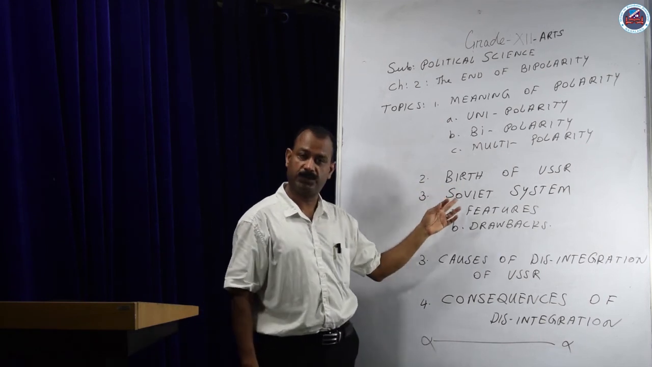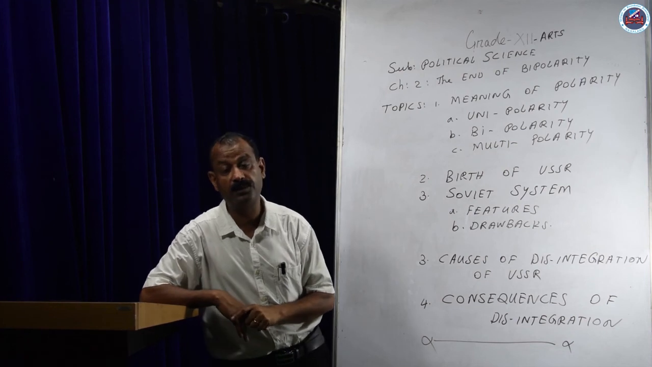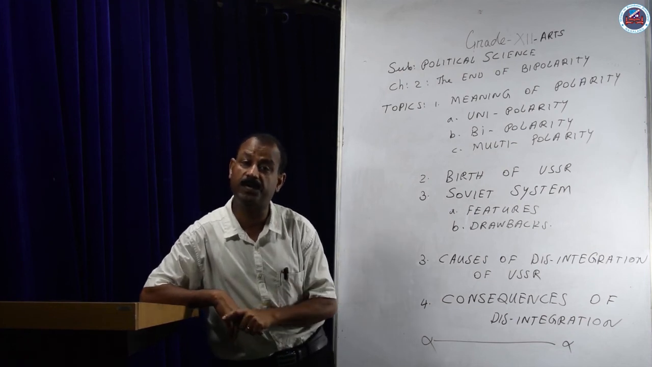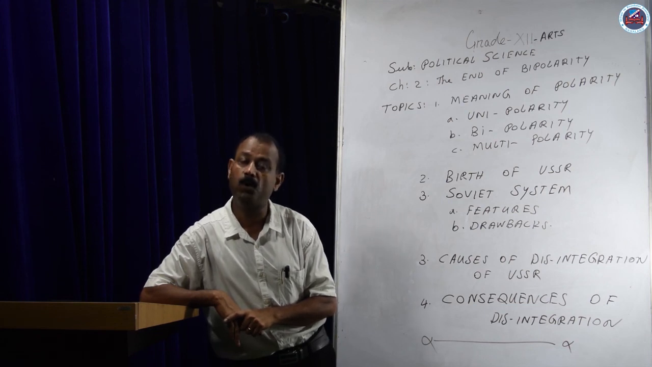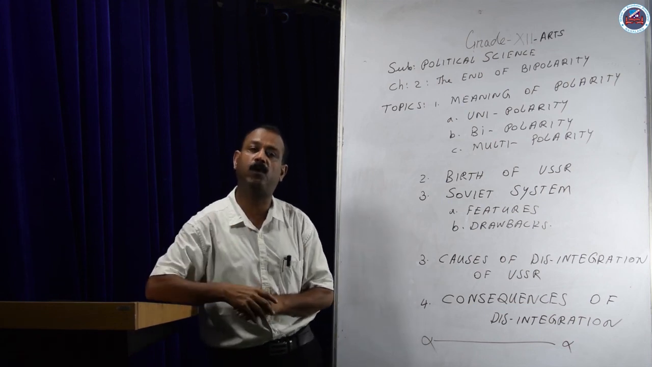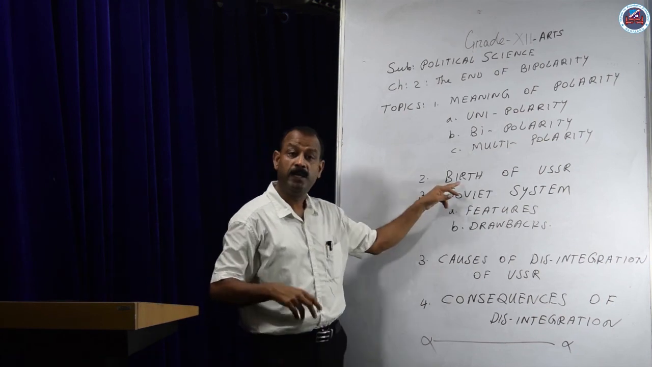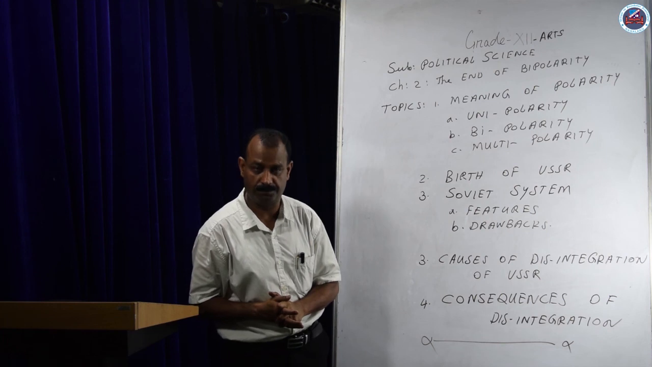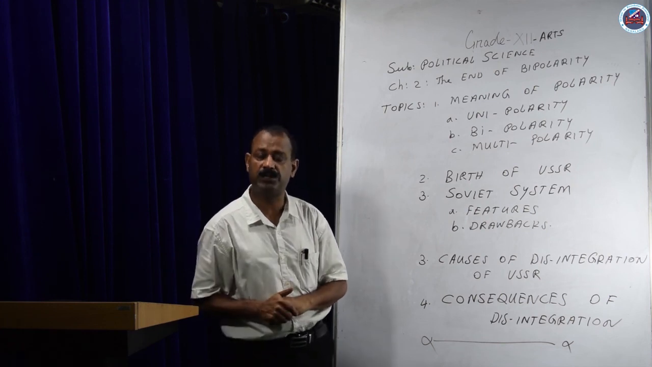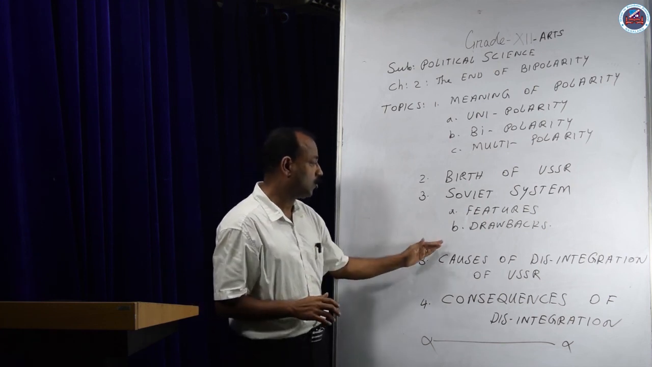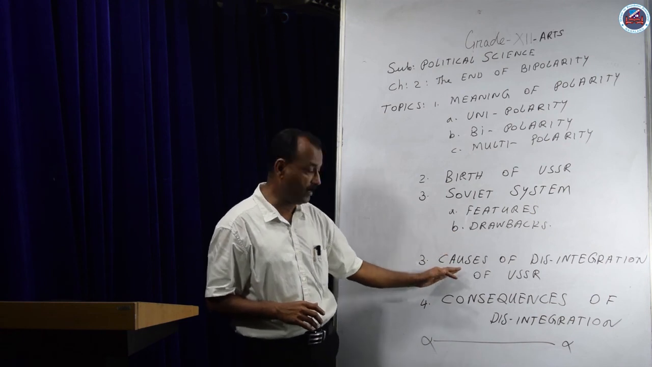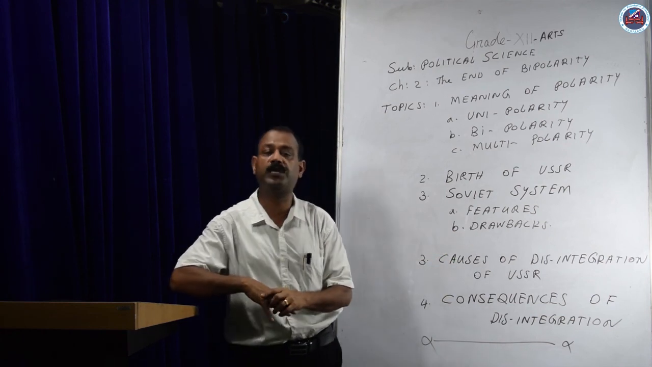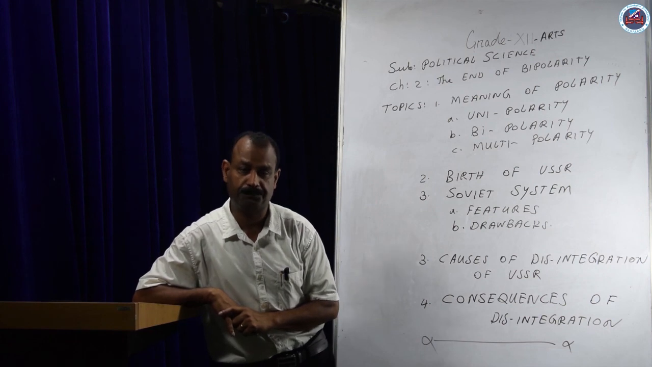The birth of USSR. USSR was formed in 1917 after the Russian Revolution. The revolution was led by the Bolshevik Party under the leadership of Vladimir Lenin. The system followed in USSR is known as the Soviet system. It was a socialist system they followed. The causes of disintegration of USSR we have learned, and finally the consequences of disintegration.